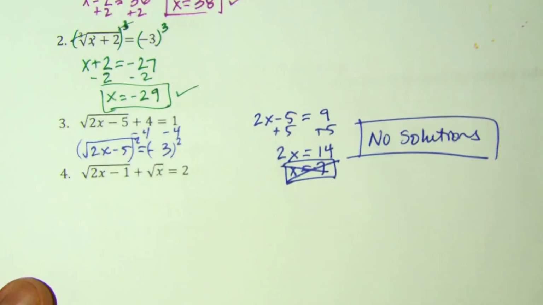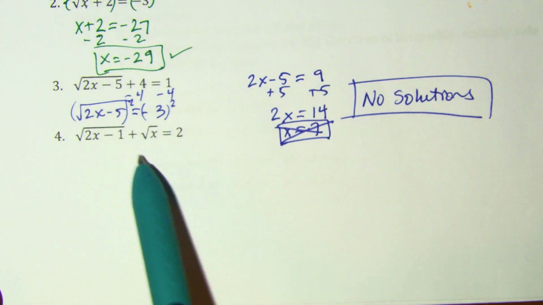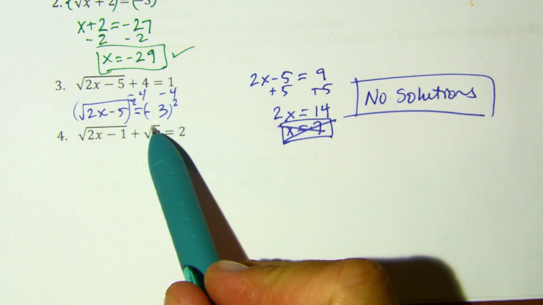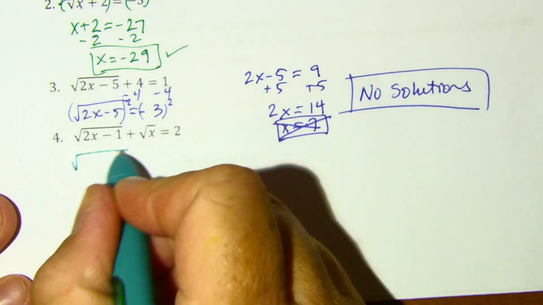Again, really important that you're checking your answer. Now this next example is a little bit longer, and the reason why this is going to be a longer problem is because there's 2 square roots. So what I suggest doing here is if we have this small square root here, go ahead and add it to the other side or subtract it over to the other side.